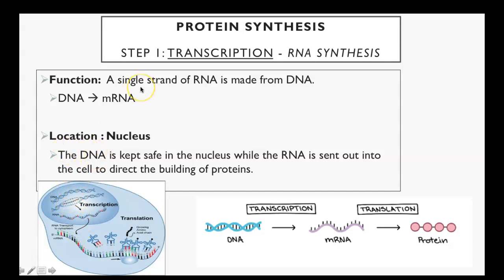The DNA is kept safe in the nucleus while the RNA is sent out into the cell to direct the building of proteins. So what we're going to do is make a copy of that DNA in the form of RNA, and that RNA is then going to leave the nucleus because it's just a copy. It's okay if it gets damaged, and it's going to go to a ribosome to be translated into a protein. So in transcription, we're looking at a specific sequence in DNA called a gene, and that gene is going to code for a trait. We make a copy of that sequence in the form of RNA, and that is transcription.